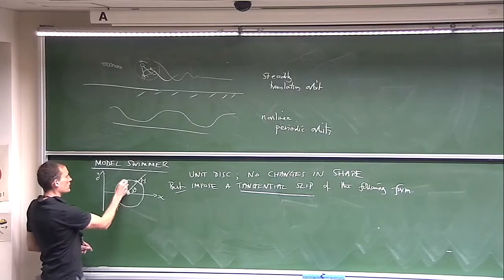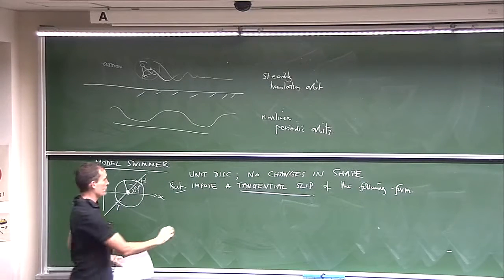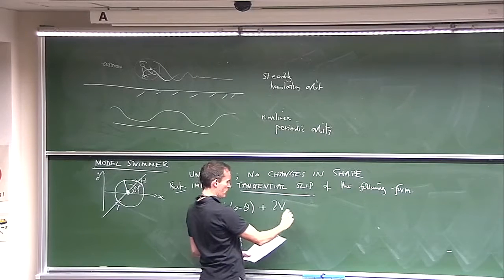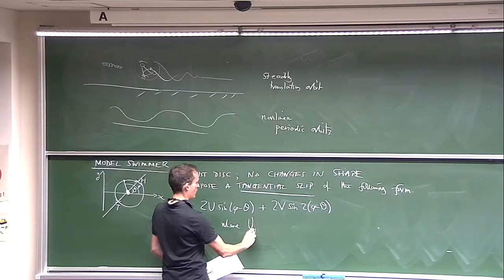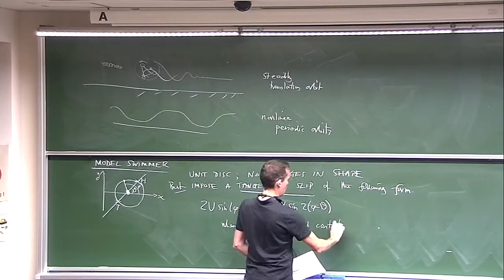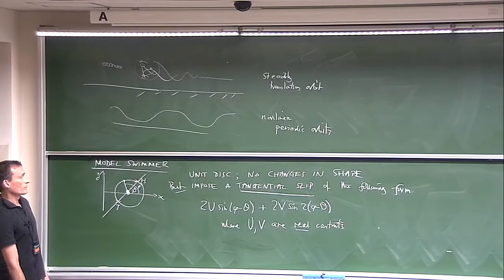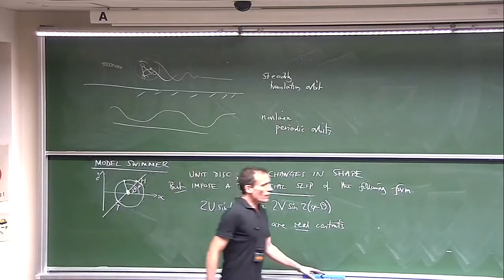And then what we're going to do is, if this is a point with angle phi, we're going to impose this slip. The twos are there just for convenience, you'll see. U and V are just real constants. Okay? Maybe I'll draw a better picture of it.